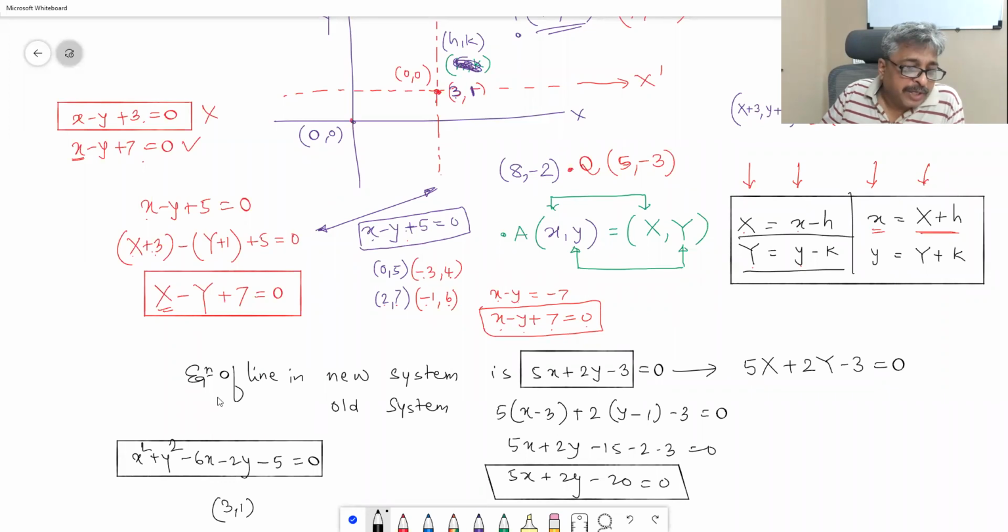Okay. Equation of circle in old coordinate system before shifting origin was x square plus y square minus 6x minus 2y minus 5 is equal to 0. What is the equation of circle when origin is shifted to 3, 1?